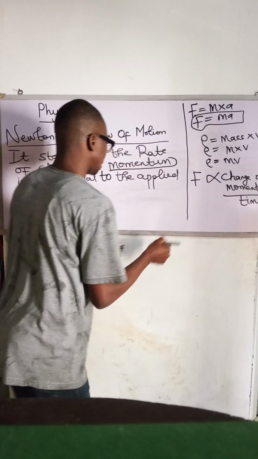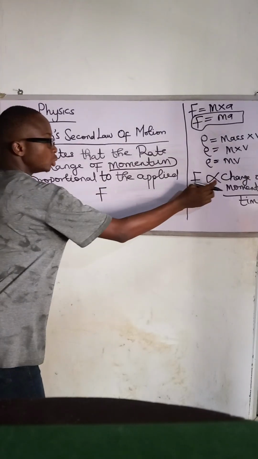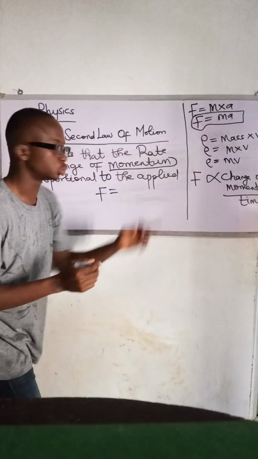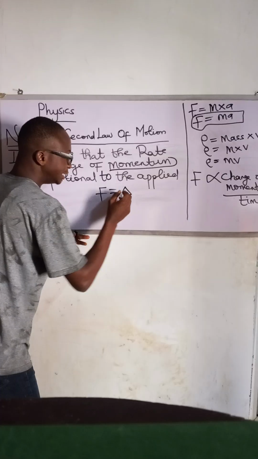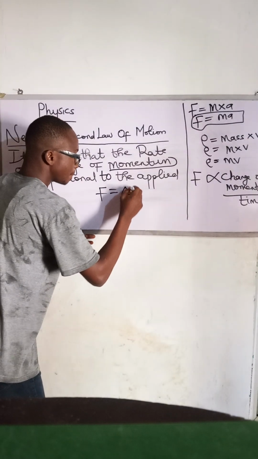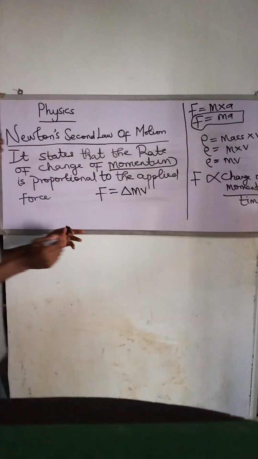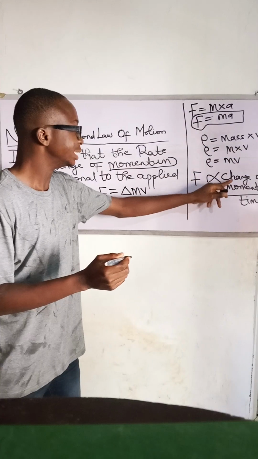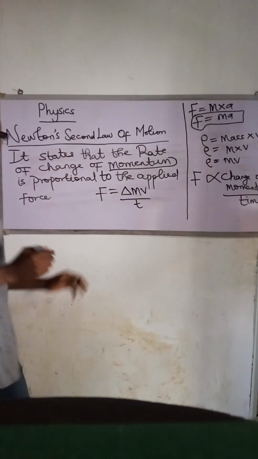Now, let's derive the formula for that. We have force, which is this. We change the proportionality sign to equal to the change in momentum. Change in momentum will be delta. This is called delta, or change in. Okay, delta m, change in momentum. I'm saying momentum is mass times velocity. You see how we are deriving? So change in momentum is delta mv all over t.